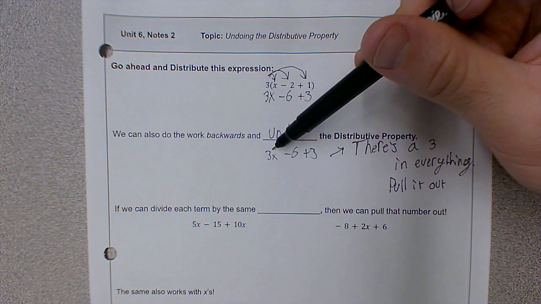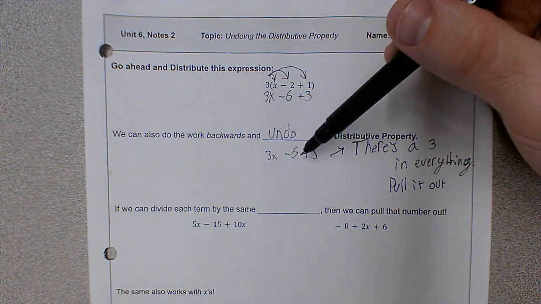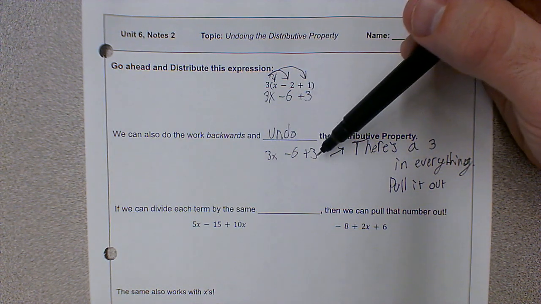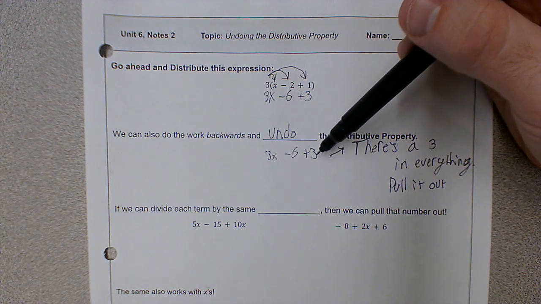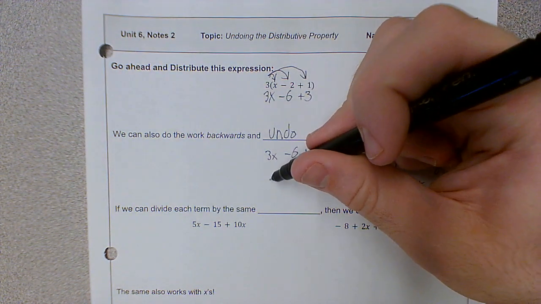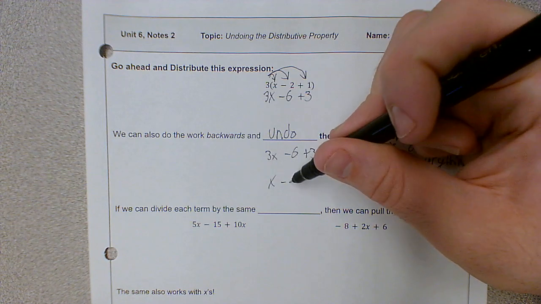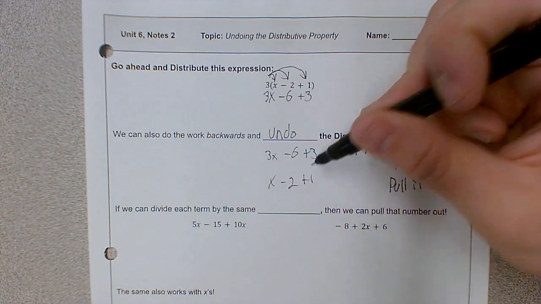So I'm going to pull this 3 out of the x. I'm going to pull this 3 out of the negative 6. I'm going to pull this 3 out of the 3. Well, when I do that, I get x. I go back to 2. And I go back to 1.